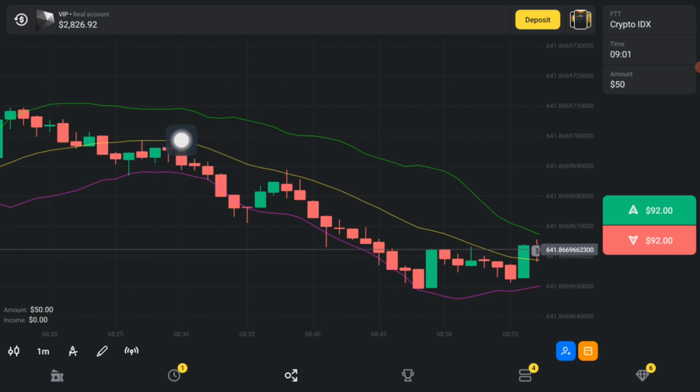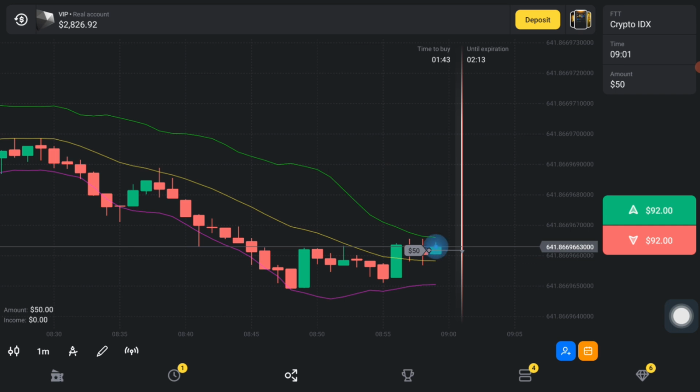Based on what I've taught you so far, you can see that the market is actually a down trade. You can see each time the market touches the yellow line, there's always a reverse. So the only time we can consider this market an up trade is when the market breaks out from the green line. But right now it's still between the yellow line and the green line, so we are still considering this market a down trade. So let's see what's going to be the final result.